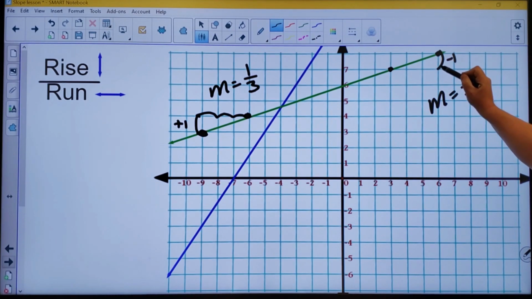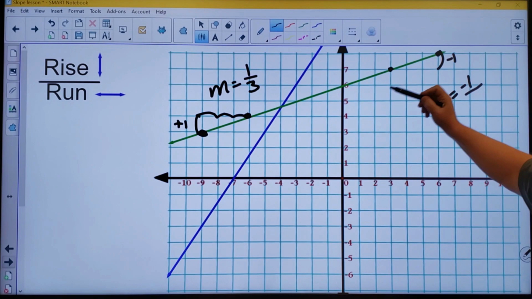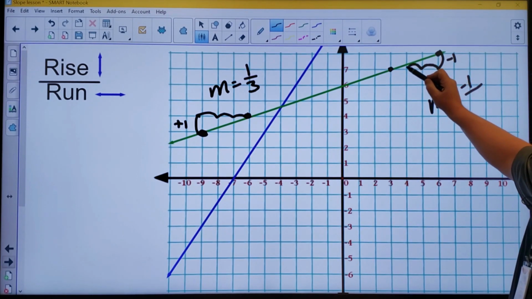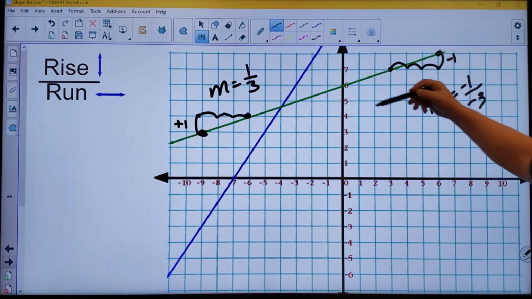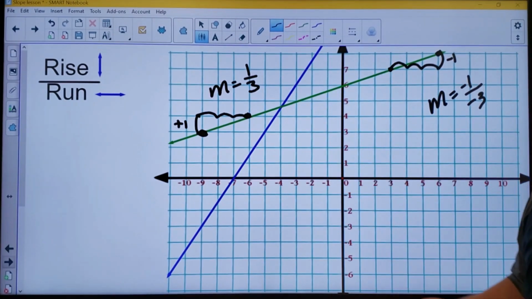And then we're going to move back towards the x, so our run is going to be negative, and it's going to be 1, 2, 3. So our run is a -1/3. And this -1 over -3 is the same thing as a +1 over a -3. The negatives basically just cancel each other out, and it will still be read as a +1/3 slope.